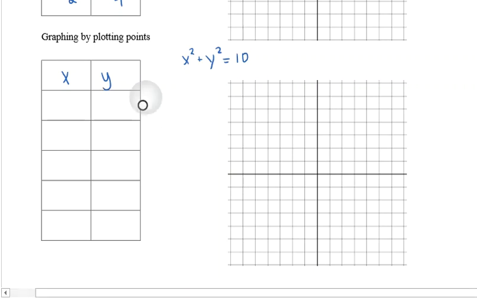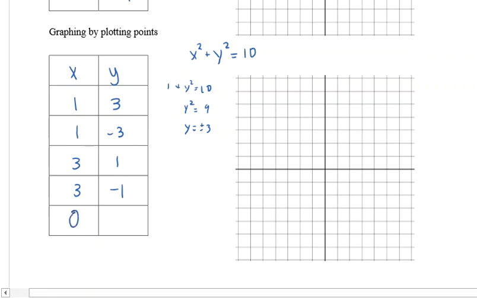I particularly like 1 for the x. So that if x is 1, you'd have 1 squared plus y squared is 10. And y squared is 9. So then y is positive or negative 3. So 1 comma 3, and I'm also going to list 1 comma negative 3. Similarly, if x is 3, then y would be 1, or y would be negative 1. And then maybe we'll say, what happens when x is 0? Well, it would be square root of 10 or negative square root of 10. Here, I'll put that as well.